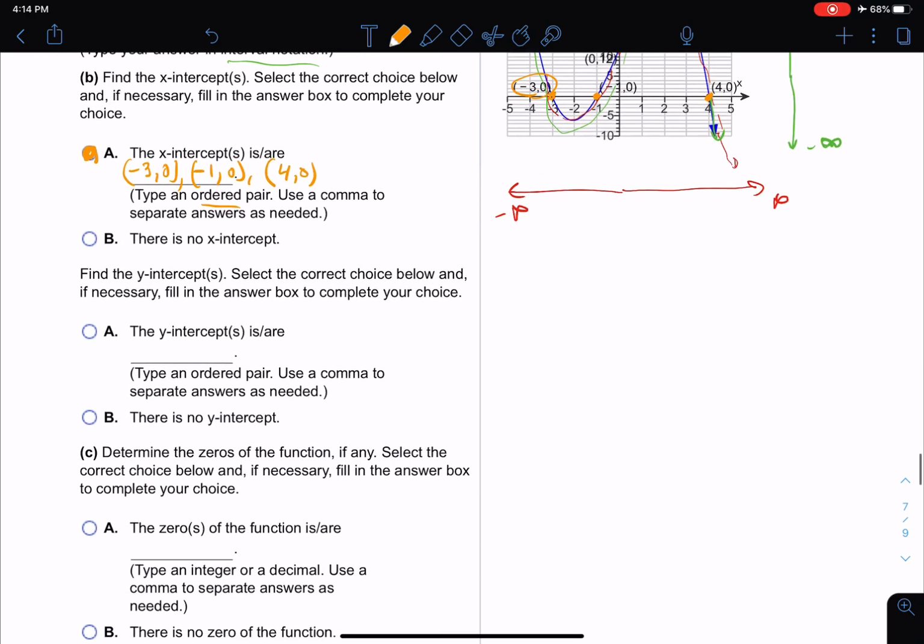You know, at this time, if you want to list the zeros, remember the zeros are just going to be the x values of these x-intercepts. So the zeros are just going to be -3, -1, and 4.